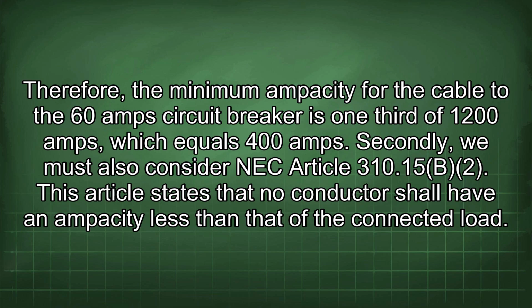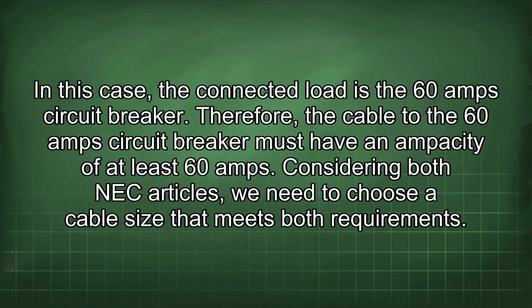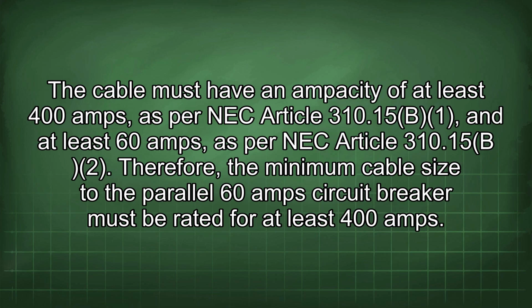Secondly, we must also consider NEC Article 310.15(B)(2). This article states that no conductor shall have an ampacity less than that of the connected load. In this case, the connected load is the 60 amp circuit breaker. Therefore, the cable to the 60 amp circuit breaker must have an ampacity of at least 60 amps. Considering both NEC articles, we need to choose a cable size that meets both requirements. The cable must have an ampacity of at least 400 amps, as per NEC Article 310.15(B)(1), and at least 60 amps, as per NEC Article 310.15(B)(2). Therefore, the minimum cable size to the parallel 60 amp circuit breaker must be rated for at least 400 amps.